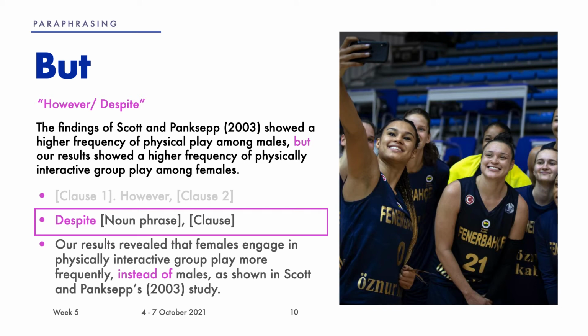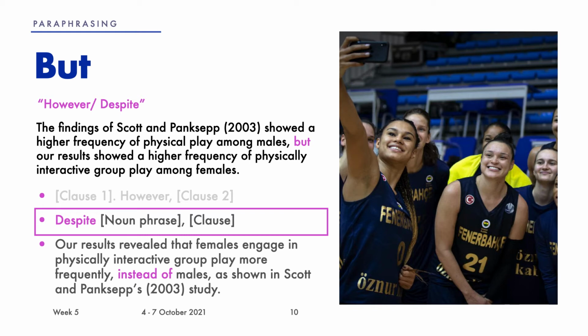So I added an example of paraphrasing with "instead of." And you can see at the bottom, our results refute that females engage in physically interactive group play more frequently instead of males, as shown in Scott and Panksepp's study. And you can see when you use "instead of," I basically totally changed the first clause.